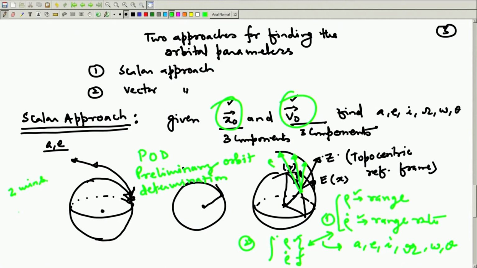There are 2 terms we are using. One is POD, which is preliminary orbit determination, and another one is GOD, the general orbit determination. In the GOD, a precise orbit is determined using the least squares method or whatever it may be. POD is not so precise, but it is good enough that in the future you can keep tracking the spacecraft, otherwise the spacecraft may get lost in space.